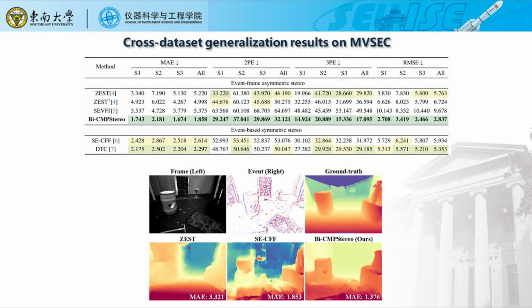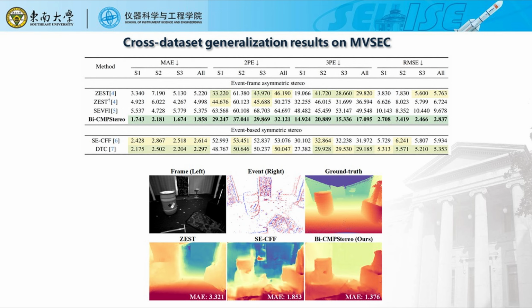Next, we further evaluate the cross-dataset generalization ability of our method on the MVSEC dataset. As we can see, our method achieves the best overall performance across all metrics, showing that the proposed bidirectional cross-modal prompting strategy is not only effective on DSEC, but also generalizes well to MVSEC. The qualitative results at the bottom further support this conclusion.